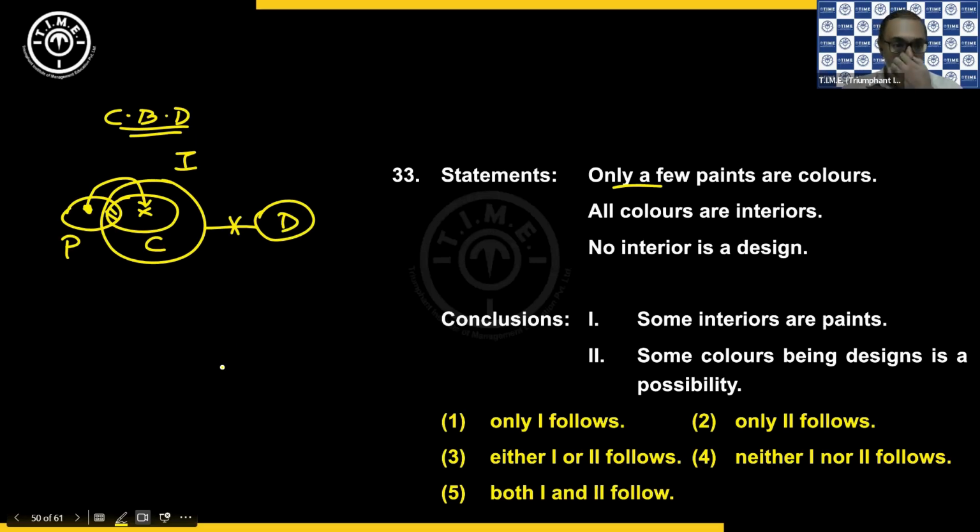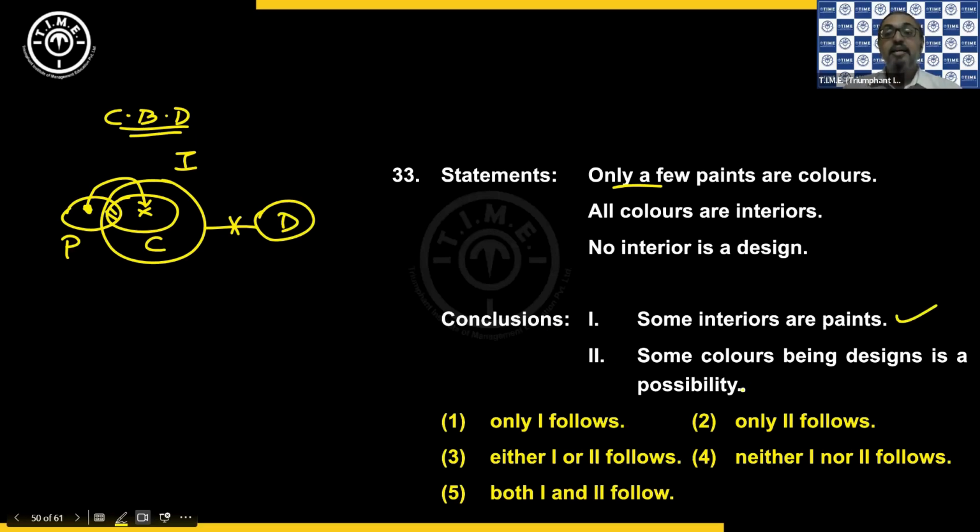Okay. Now based on this, let's look into the conclusions. First one, some interiors are paints. Check, do I have an overlap between interior and paint circle? Yes. So it is a positive conclusion that satisfies. So we say it follows.